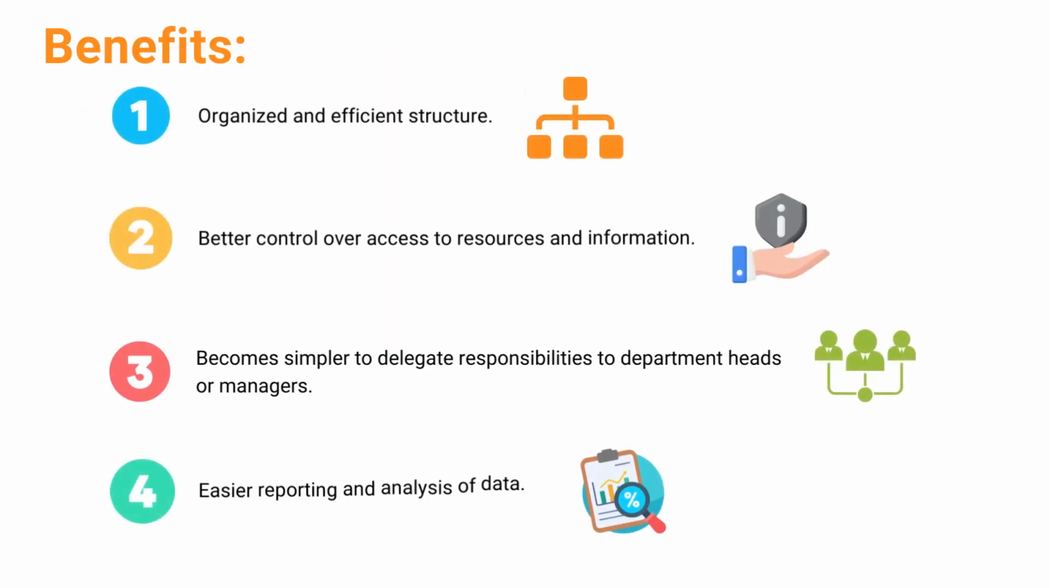Here are some reasons why you should update the OU based on departments. Updating the OU based on departments provides a more organized and efficient structure for managing resources and personnel. It allows for better control over access to resources and information. It becomes simpler to delegate responsibilities to department heads or managers. It enables easier reporting and analysis of data. Let's see how Foresight helps in managing this scenario easily without coding.